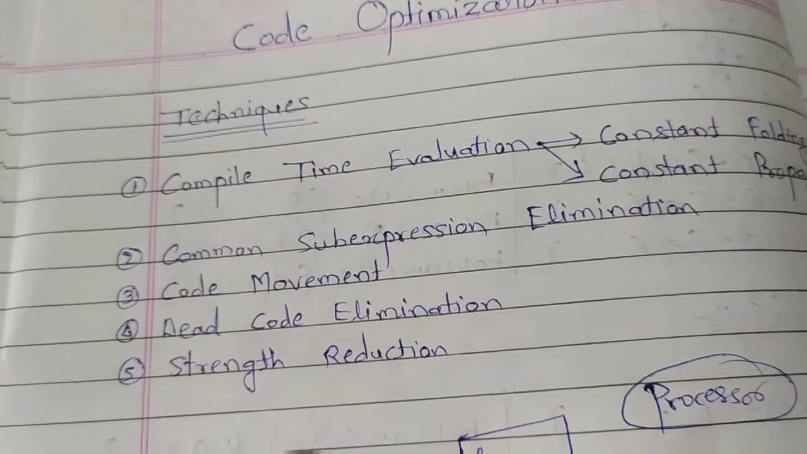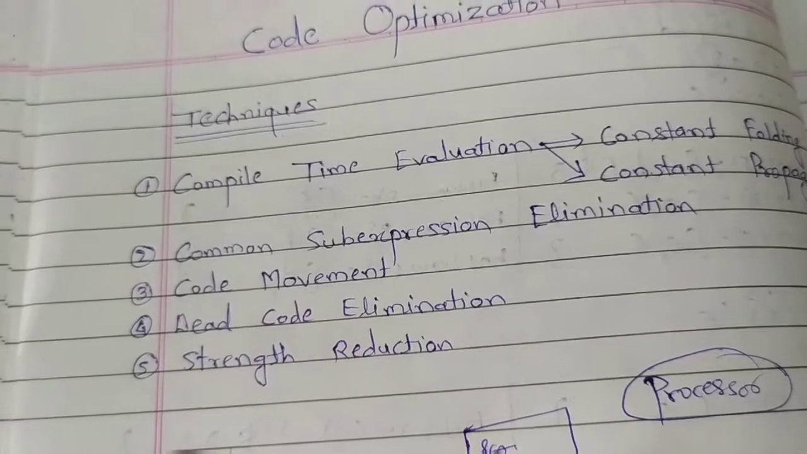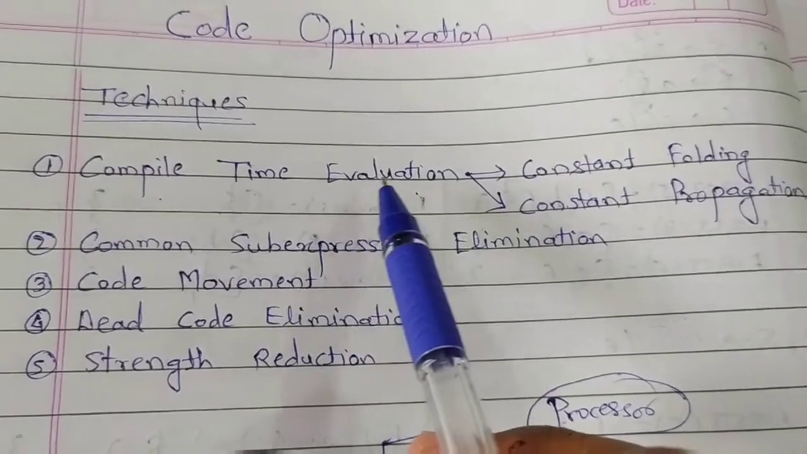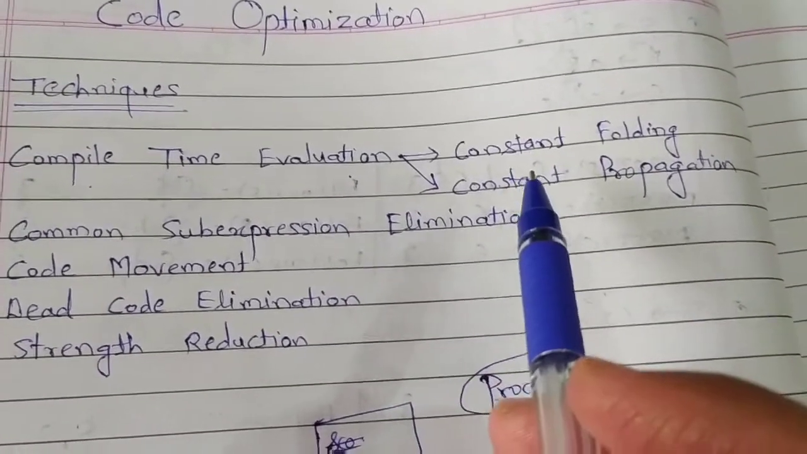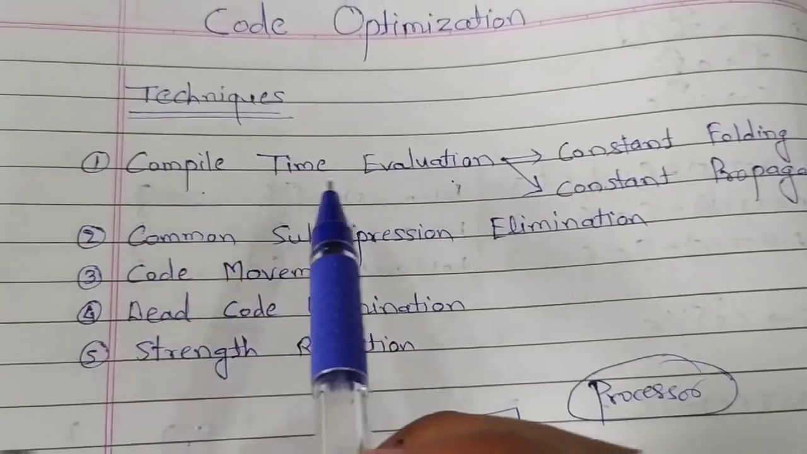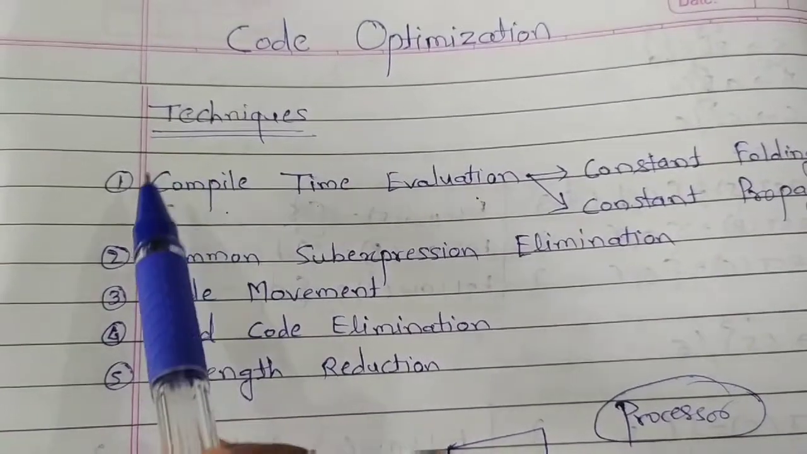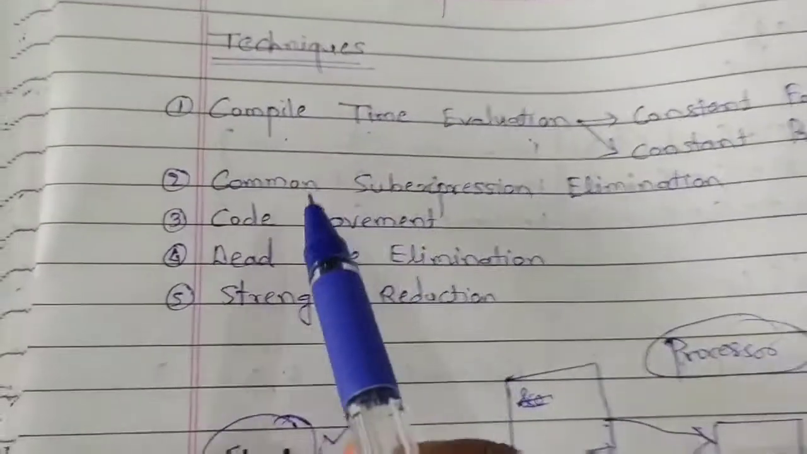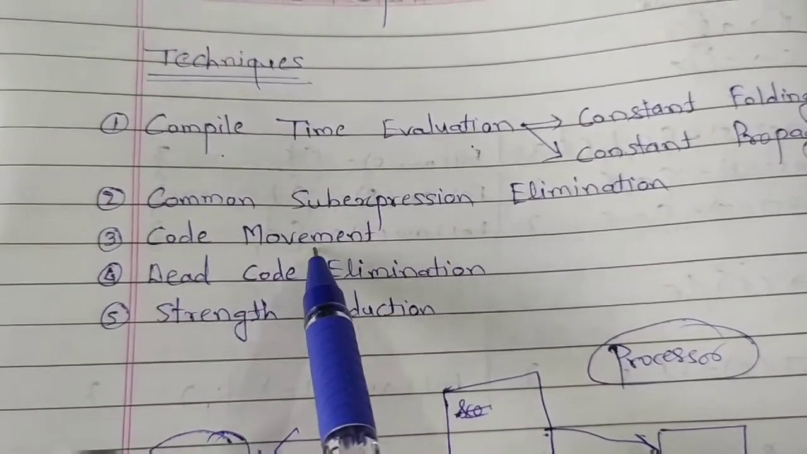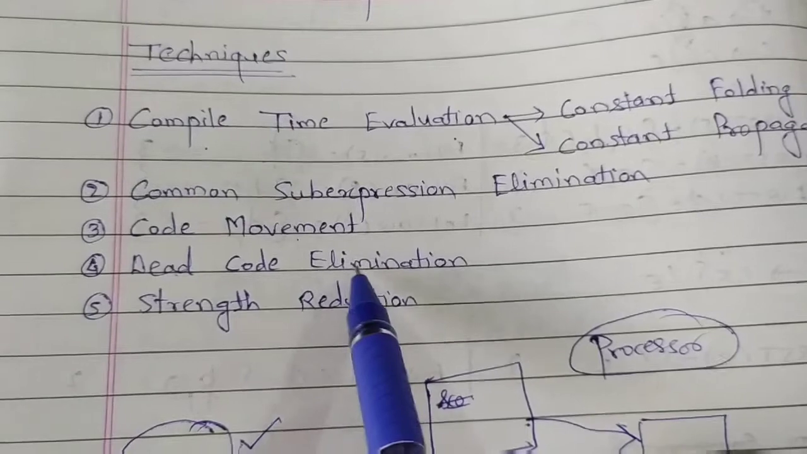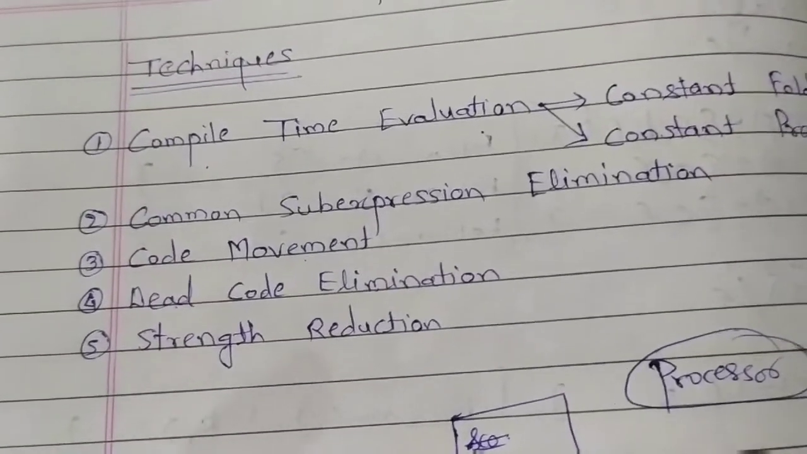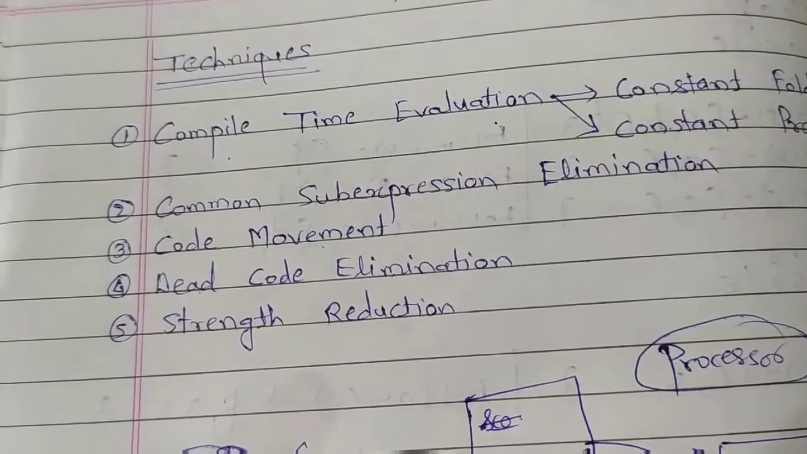In this video, we will see various techniques for code optimization. For example, compile time evaluation. There are two techniques, constant folding and constant propagation. Before runtime, at compile time only, we are doing some optimization. That is called compile time evaluation. Second is common sub-expression elimination. Third is code movement. Fourth is dead code elimination. And fifth is strength reduction. For each technique, we will see examples, so you will learn better.